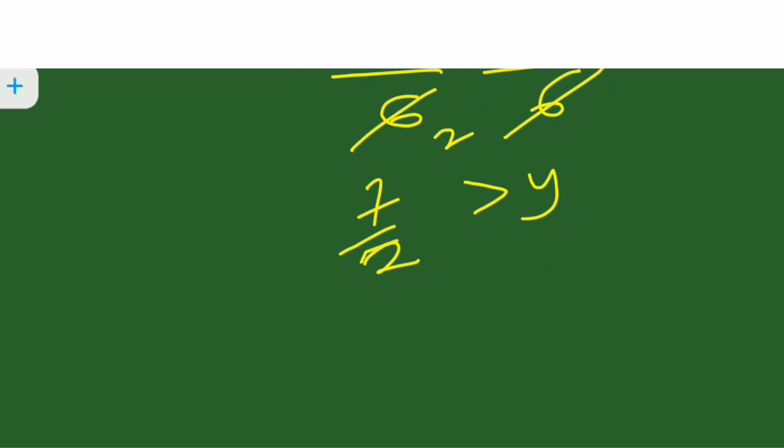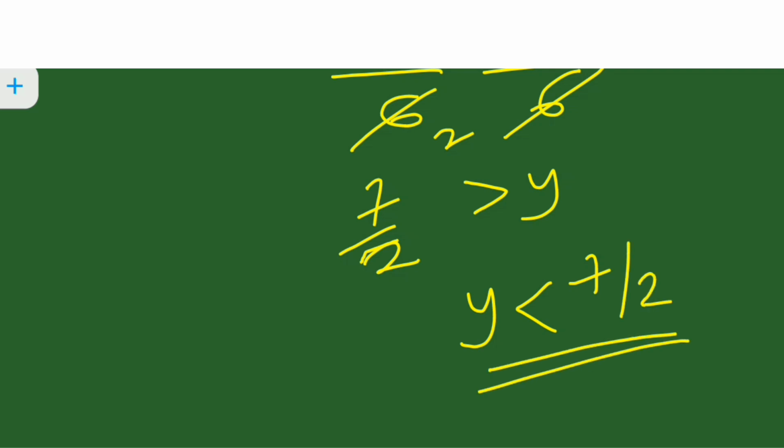7 over 2 greater than y. But you don't leave your answer like this. You don't leave y on the right hand side. So you need to move y to the left. So that will be y. This sign will change. This sign will reverse. 7 over 2. Let's leave it like that.